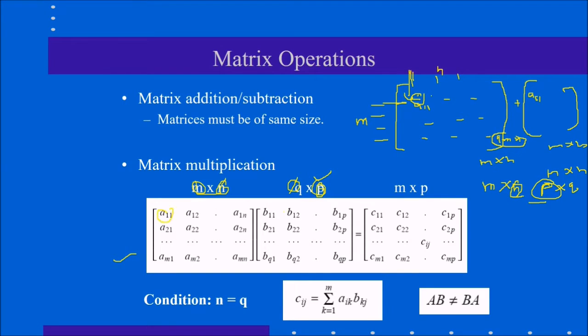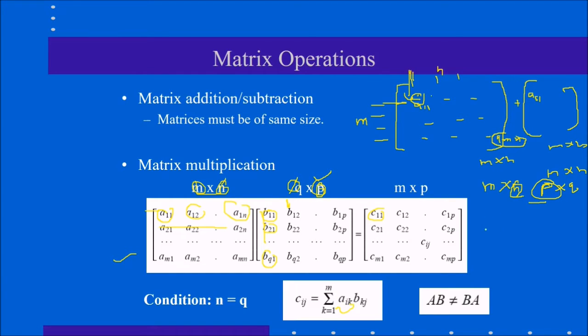A11 will be multiplied with B11, added to A12 multiplied by B21, and likewise, finally A1n by Bn1, and they are all added and placed at this value. This is done for the second row, third row, and so on. Then we take the second column, again element by element multiplication and then addition, and the final value is placed here. This is the expression for how we can perform matrix multiplication.